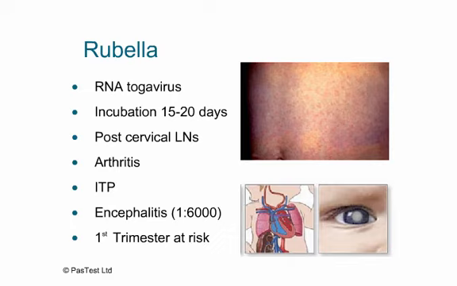Encephalitis is not as common as it is with either mumps or measles, but still occurs. The big problem with rubella is congenital rubella, of which the greatest risk of getting it is having a primary infection in the first trimester. And we have already discussed congenital rubella earlier.